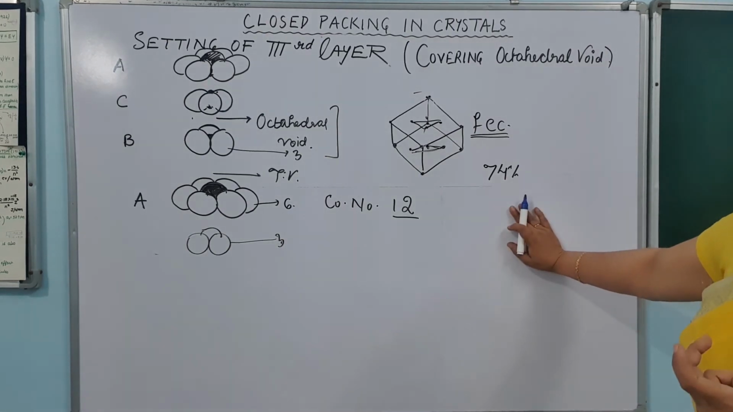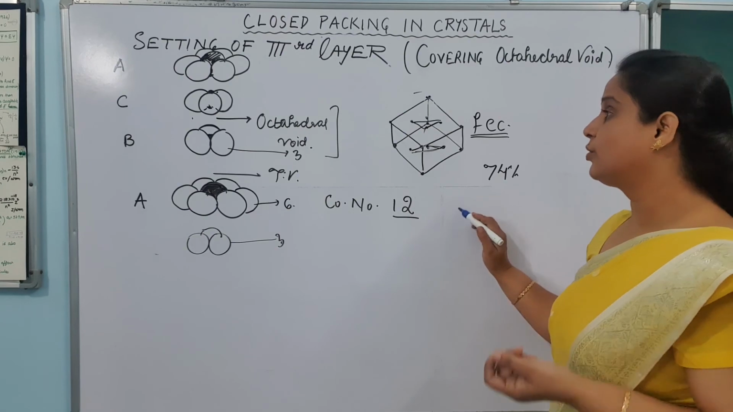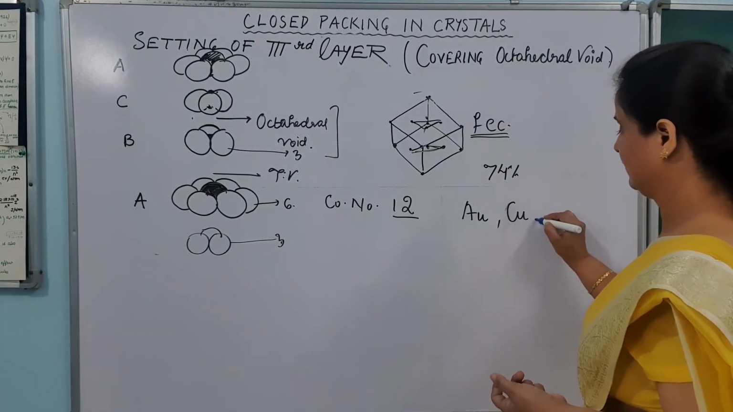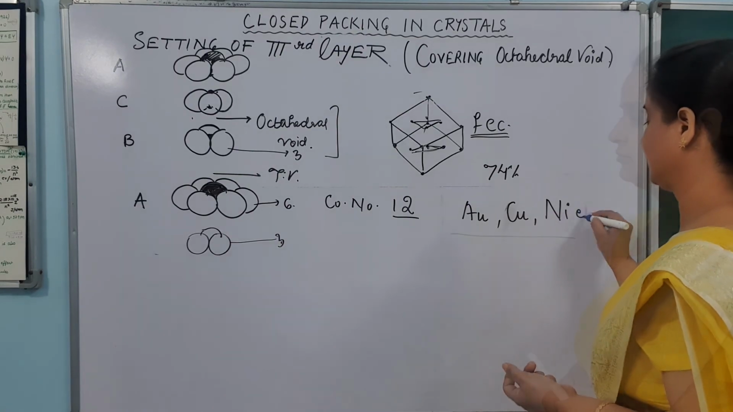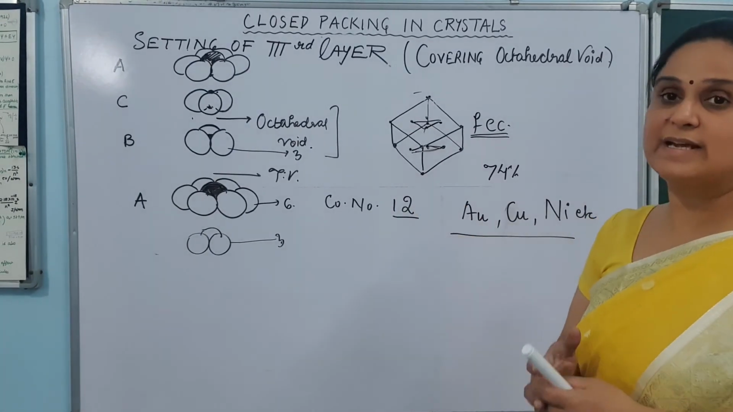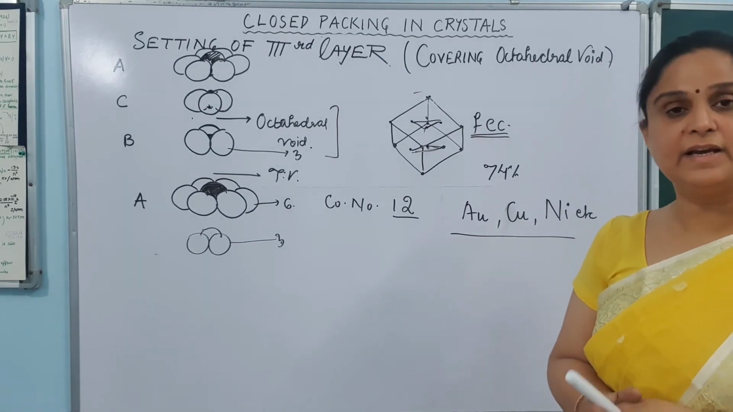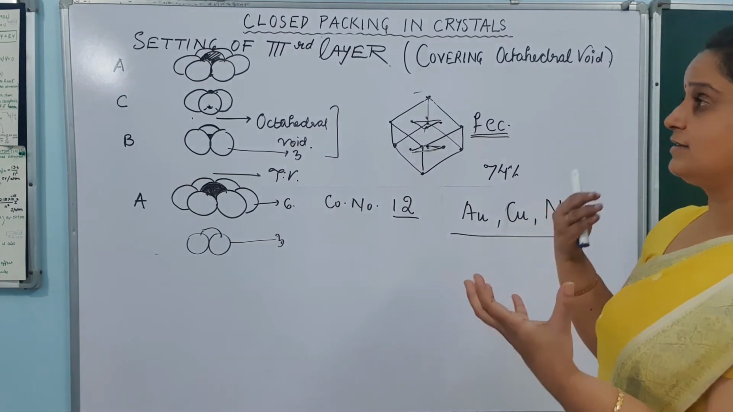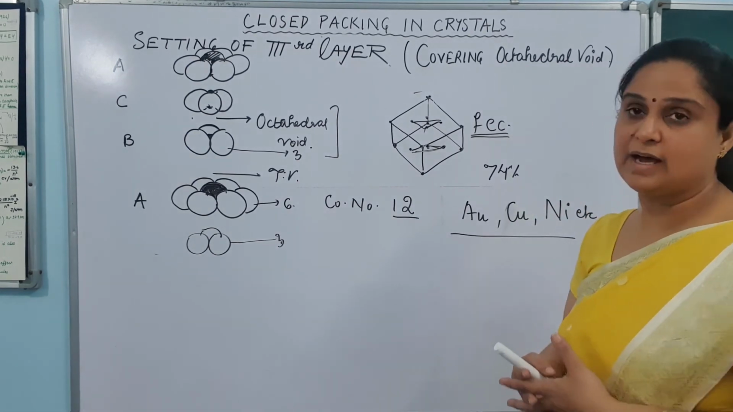Example of this type of crystal is copper, gold, nickel, etc. So these are the metals which settle themselves in this way. So this is HCP and FCC type of crystal packing. I hope this is very clear to you now, that how these tetrahedral voids and octahedral voids are formed.